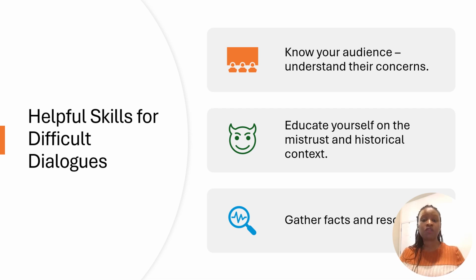Then educate yourself on the mistrust and the historical context of the people you're working with. If someone has mistrust with the healthcare, understand what happened, understand their history, understand where this came from. This can then help you identify how to move forward and how to help them. And then most importantly, gather facts and resources. It's very important for you to have the right knowledge and the information with you when you're having these difficult dialogues. All right, let's jump into the discussion.